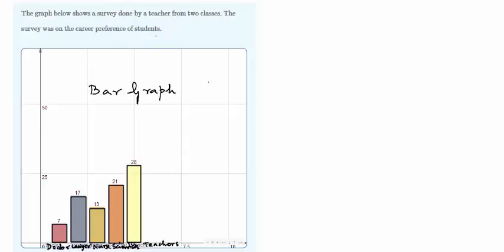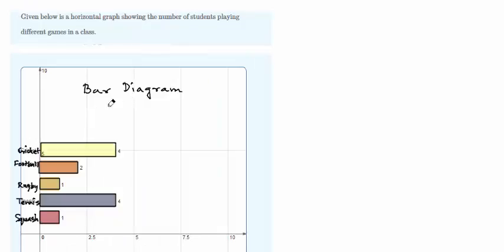Let's now discuss another method of diagrammatically representing data, and that's called a pie chart. And to do that, let's go back to the previous example on bar graph. So back to this example on favorite sports or the number of students playing the different games, cricket, football, rugby, tennis, and squash. And obviously this is a bar graph. Now there's something called a pie chart.